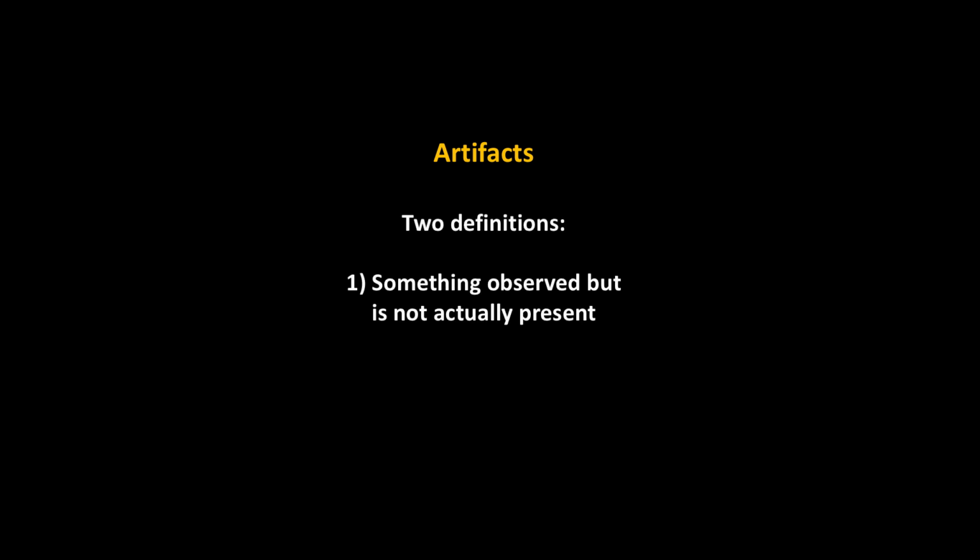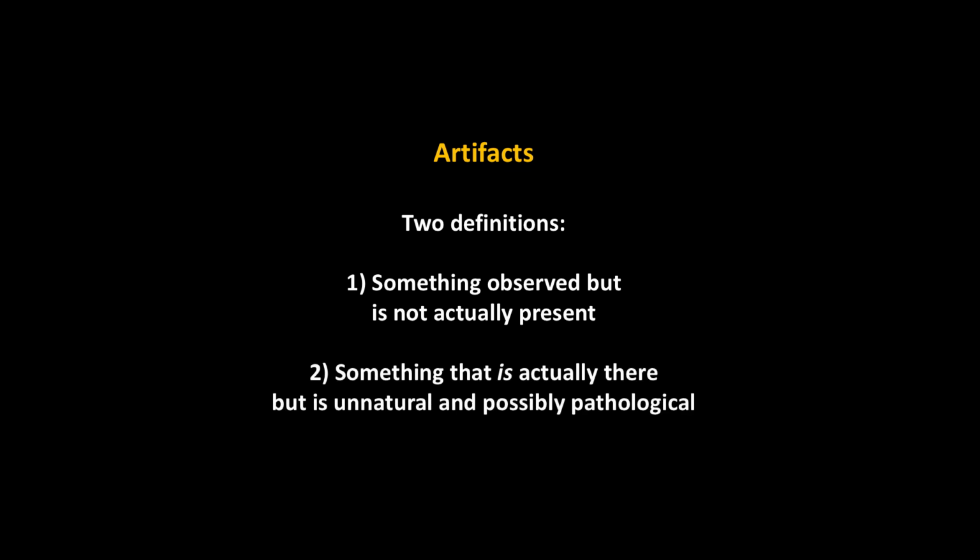Now, when we talk about artifacts, I want to present the two definitions that are used in neuroimaging analysis. The first one is when something is observed in the data that we collect, but it's not actually there in the real world. That's one type of artifact. The second one is when there's something that is actually there, but it's not natural and it's possibly pathological.